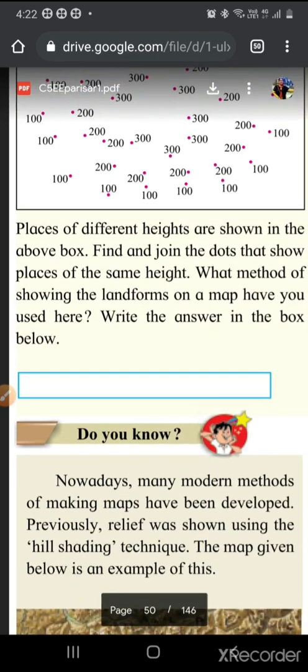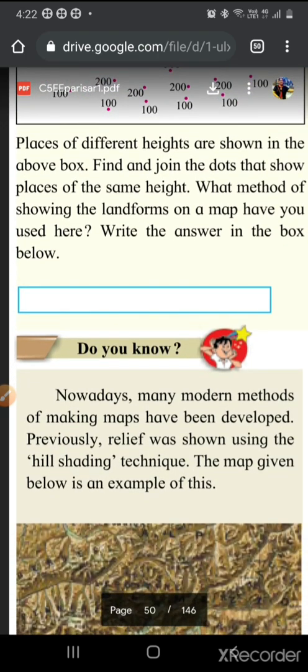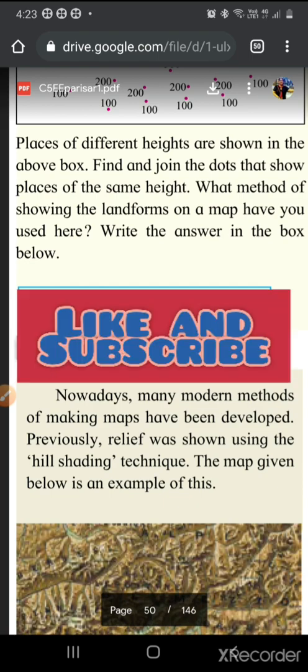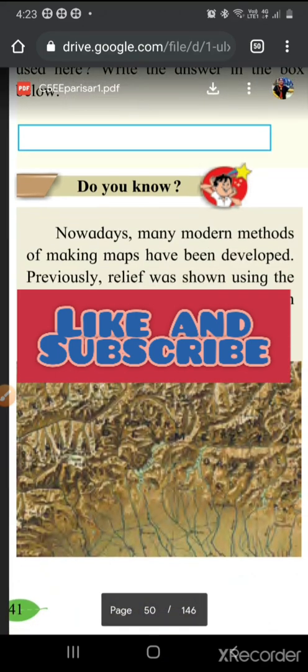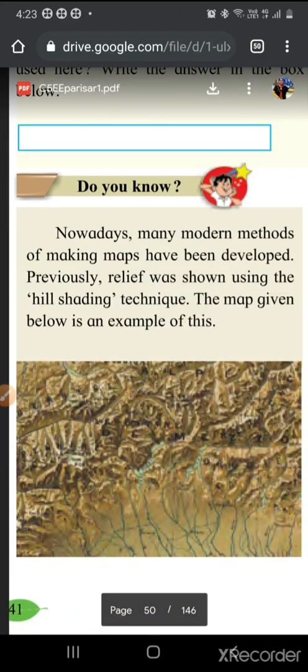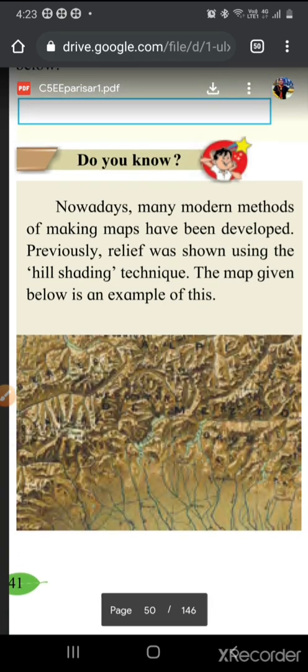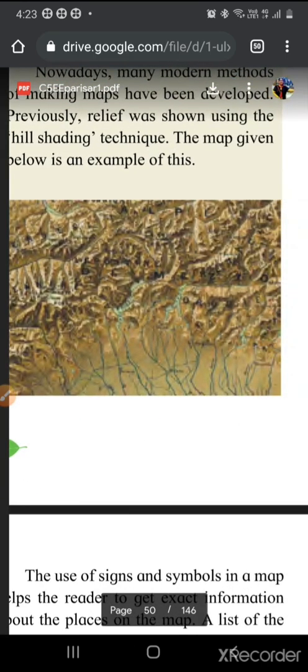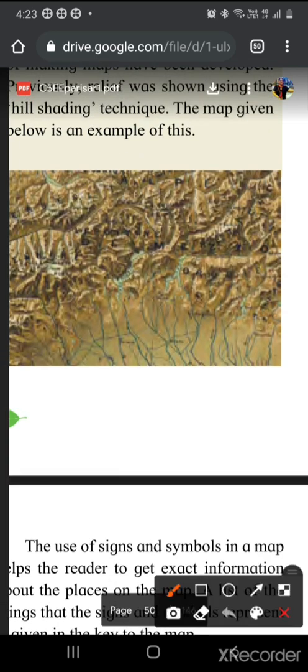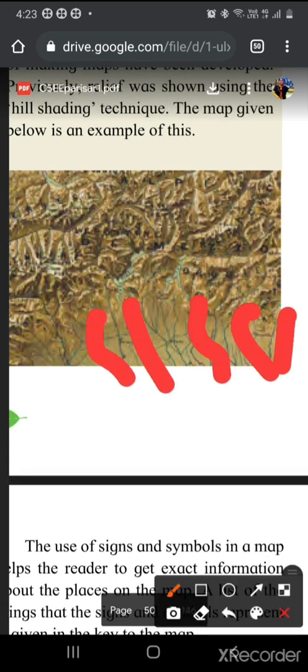Now the next box is down, which asks the question, do you know? Nowadays many modern methods of making maps have been developed. Previously relief was shown using the hill shading technique. The map given below is an example of it. So here they have shown the hill shading technique. This is a modern method of making maps, and hills are shown and the hill shading is also shown. Here they have shown the rivers also flowing down. Yes, these are tiny rivers flowing down. Yes, tributaries you can say.